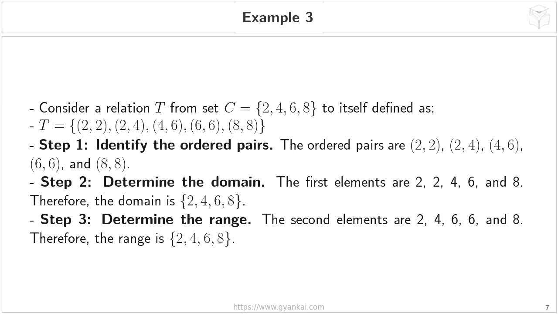Now for the range, we look at all the second numbers in the ordered pairs. Those are 2, 4, 6, 6, and 8. Again, we only list each number once. So the range of relation T is the set containing 2, 4, 6, and 8, which we write as {2, 4, 6, 8}.